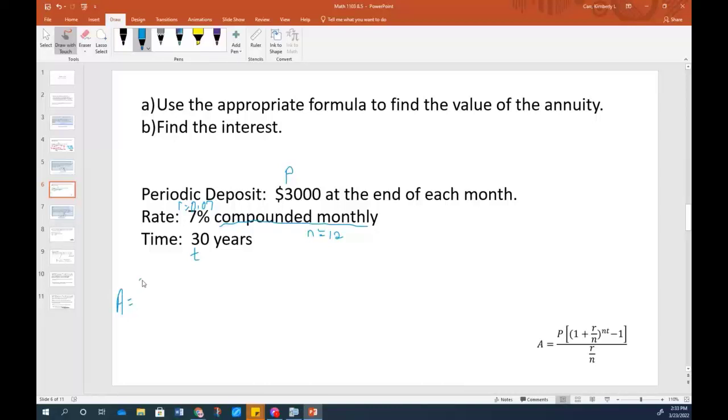So A is equal to 3,000 times 1 plus 0.07 over 12 raised to the 12 times 30 minus 1, and then that's all over 0.07 divided by 12. Having these formulas available is just really critical for you then. Again, that's such an ugly formula.